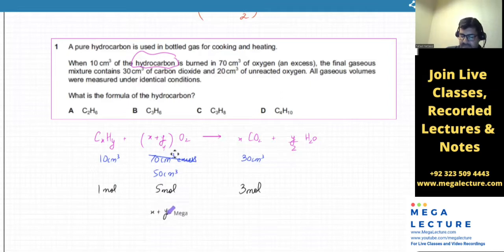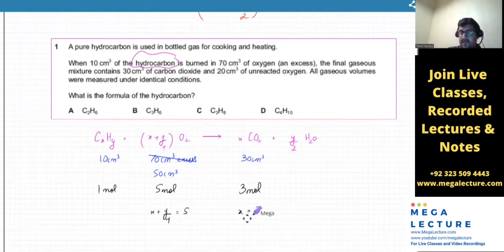So that basically means x plus y by 4 is equal to 5. And it produces x carbon dioxide. Over here, 1 mole is producing how many carbon dioxide? 3 carbon dioxide. So that means x has a value of 3. Based on the data given, I was able to figure out the mole ratio, that 1 mole reacts with 5 moles. That means x plus y by 4 has a value of 5. And 1 mole produces x CO2s, 1 mole produces 3 moles of CO2. So that means x has a value of 3. Is that clear?